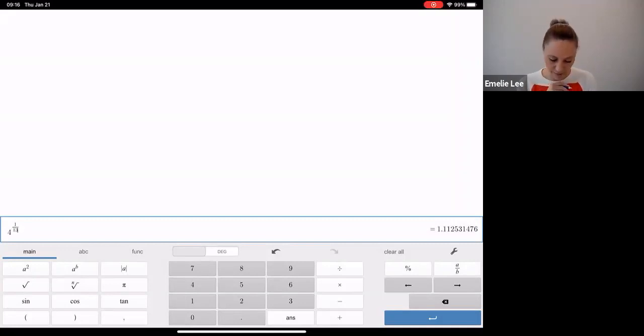So here we have the 13th root of 4 is 1.112531476. And it keeps going, right? We understand that it keeps going. So this is an approximate answer. The exact answer is the 13th root of 4.